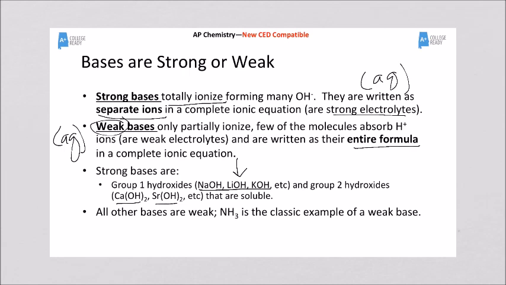Now, all other bases are weak. So we don't have to remember a lot of strong bases just like with the strong acids, but we do need to know the bases that are strong. Ammonia is the classic example of a weak base. So when I see ammonia in a reaction, since I know it is weak, I'm not going to try to split that apart into ions, and we'll see that, okay? We'll always write the formula. Even though it says AQ, we know it's a weak base and has to stay as its whole molecule.